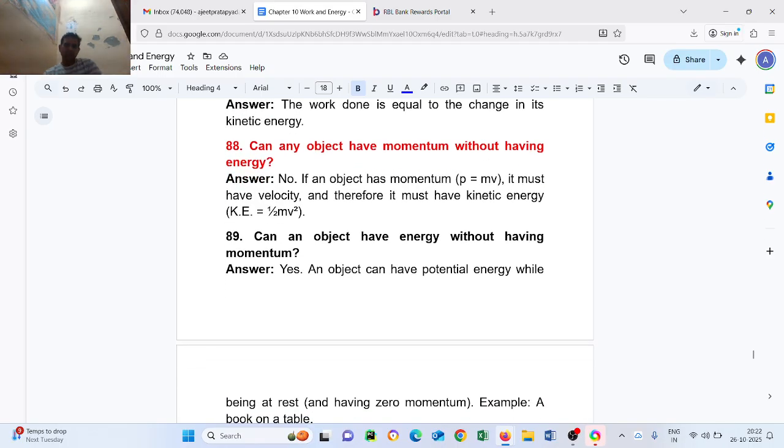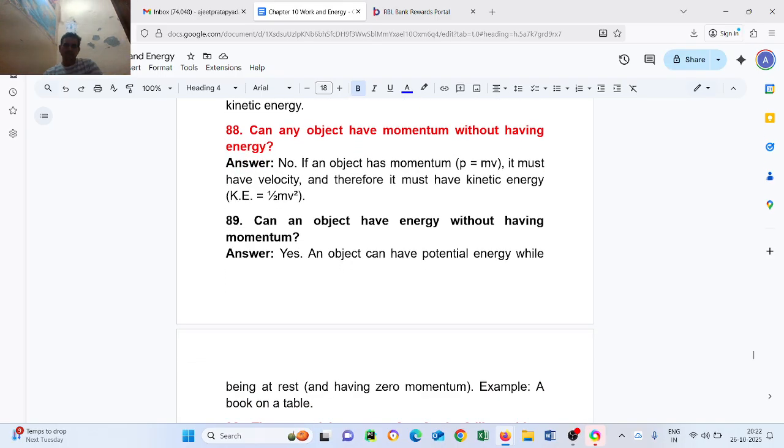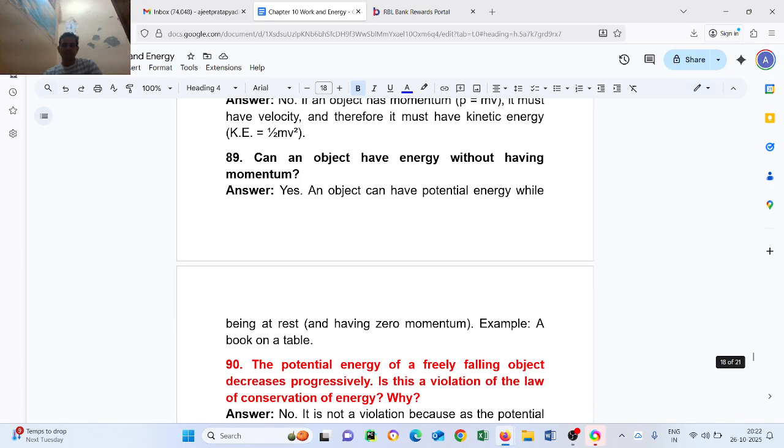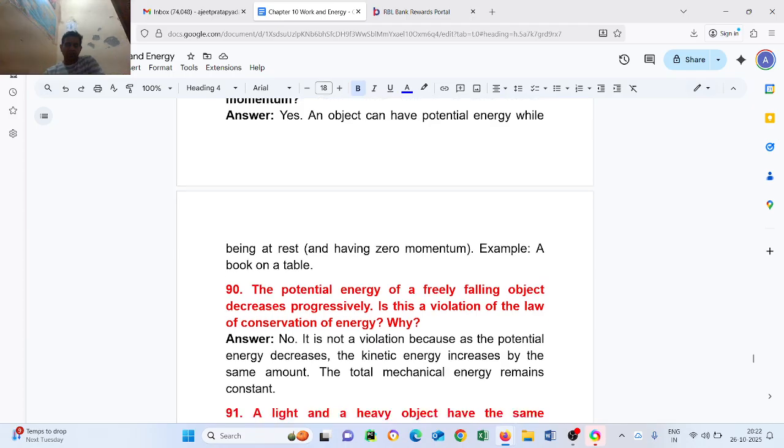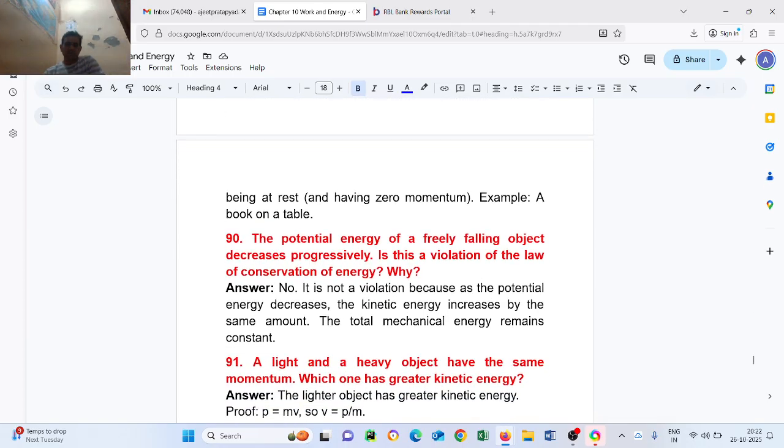Question number 89. Can an object have energy without having momentum? Answer: yes. An object can have potential energy while being at rest and having zero momentum. Example: a book on a table. Question number 90. The potential energy of a freely falling object decreases progressively.